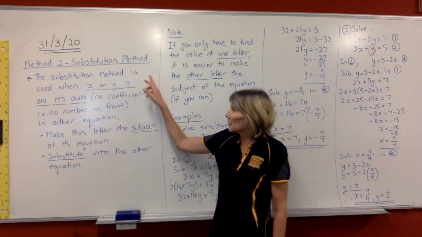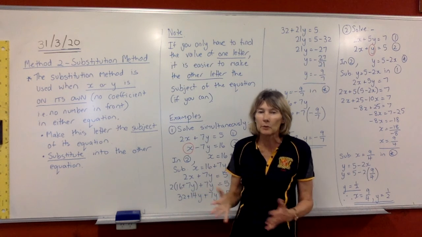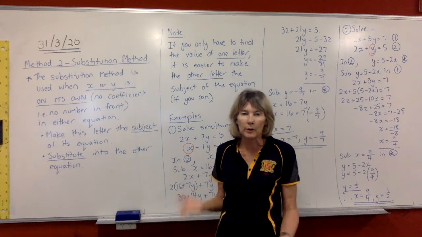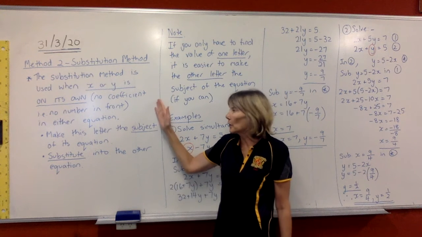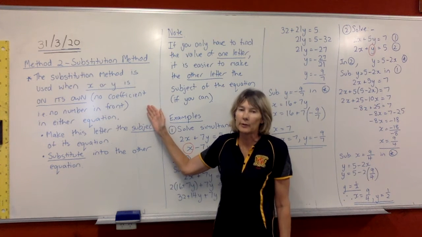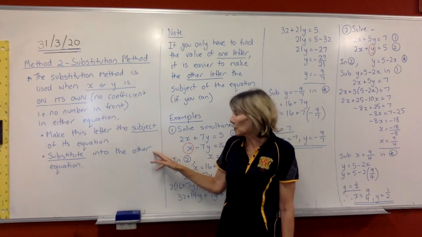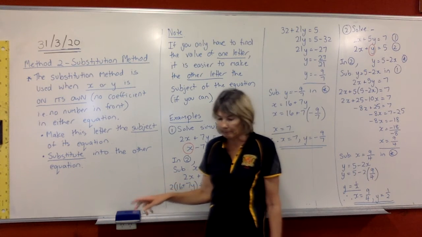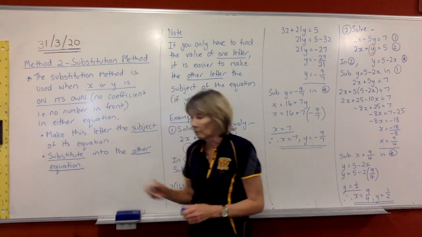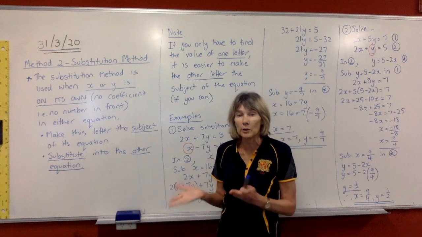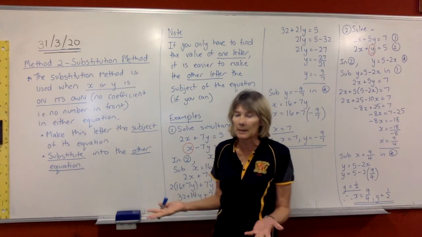So the substitution method is used when x or y, it could be any letter, I'm just using x and y at the moment so I can talk about two different letters, is on its own. That means there's no coefficient, no number in front of the letter in either equation. So we're going to make that letter the subject and then substitute into the other equation. It's really important that you do substitute into the other equation. In the elimination method, you could substitute into either one, but in this one, you have to go into the other one. Otherwise, you end up with a statement that doesn't make any sense.